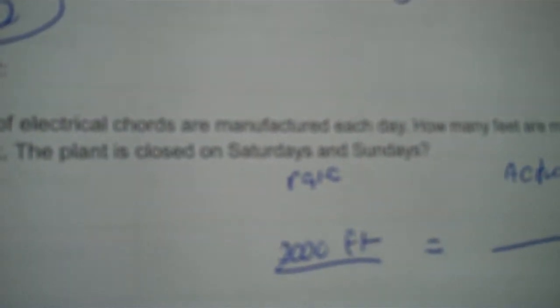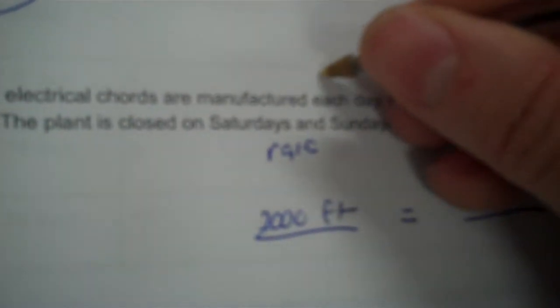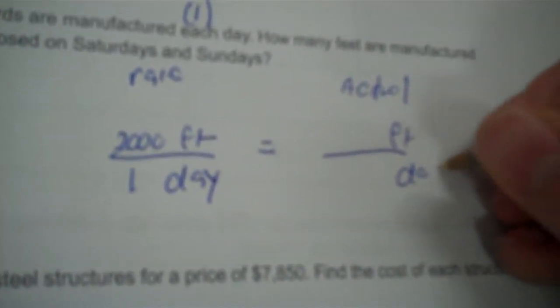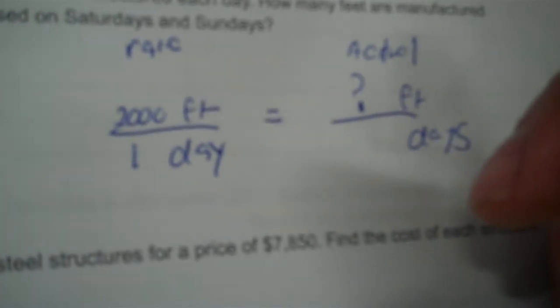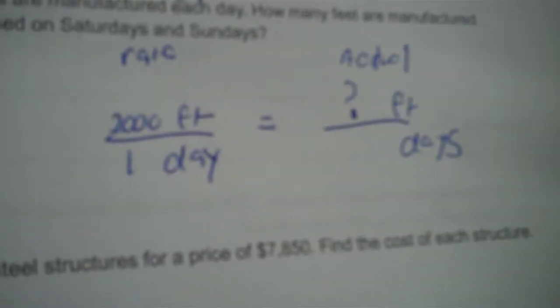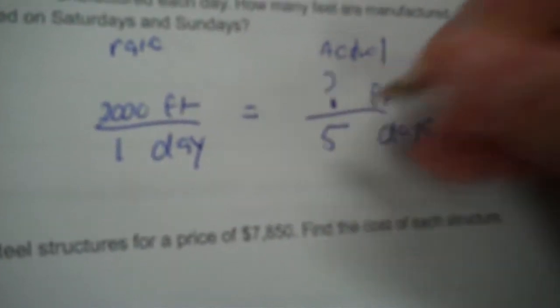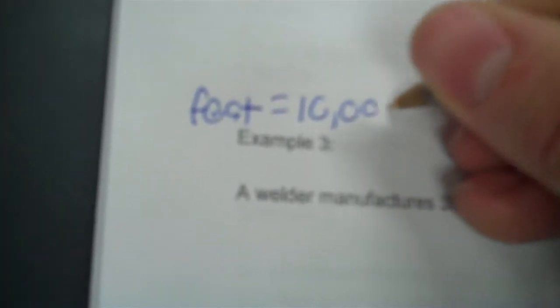Each and per mean the same thing, boys and girls, ladies and gentlemen, okay? So each means 1 as well. So like per, each is 1 day. That's the rate. Feet, days. Well, we're finding the actual feet. How many days do we have? Well, it's for the whole week, and the week has 7 days, but it's closed on Saturdays and Sundays, so that would be 5. So I would multiply 2,000 times 5 divided by 1, and that gives me 10,000.